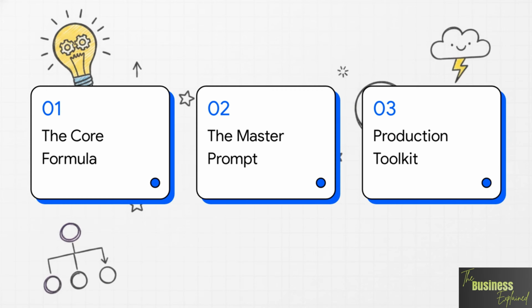Here is our quick roadmap for today's explainer. First, Section 1, the core formula. Then, Section 2, the master prompt. And finally, Section 3, the Production Toolkit.